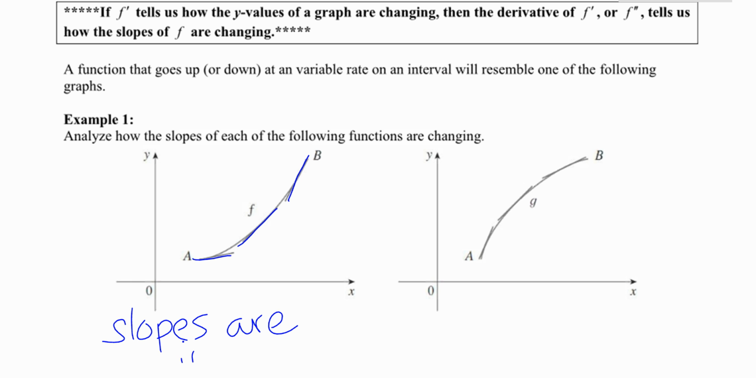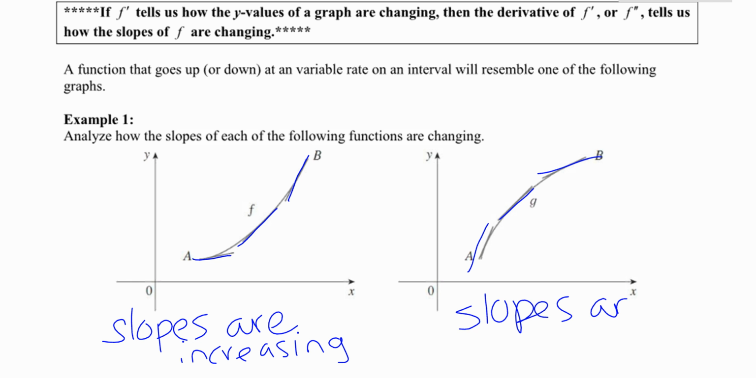And you could probably take a guess at where this is going, because slope is just another word for derivative, and we're going to be analyzing derivatives. In this one, however, the slopes are decreasing. Okay, and we'll be talking a lot more specifically about this very soon.